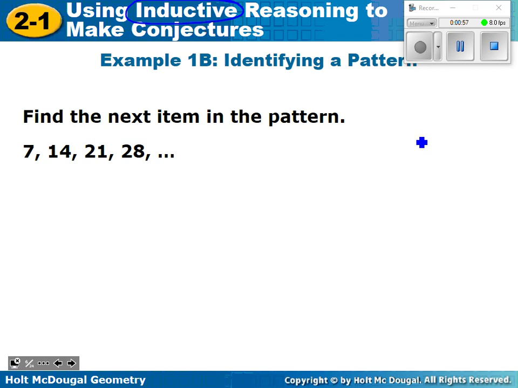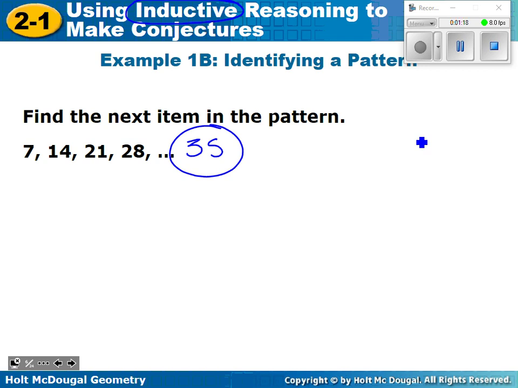We're going to, it's in the notes in just 1 minute, okay? But I'm going to show you what it is first. So find the next item in the pattern. Part of inductive reasoning is looking at a pattern and making a conclusion based on that pattern. So we have 7, then 14, then 21, then 28. What would come next? 35, okay?